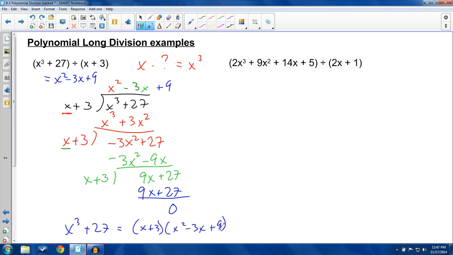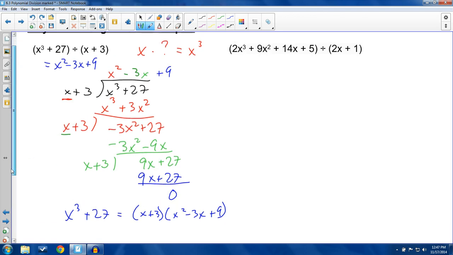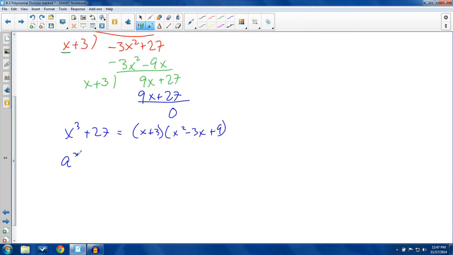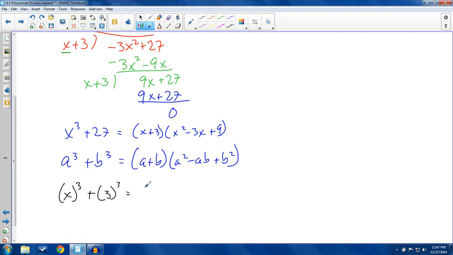plus 9. Now you might have already known this was the answer because this is actually a sum of 2 cubes. If you think about it, this is a cubed plus b cubed. Make sure that you remember this. Okay, let's see. X cubed, that is x quantity cubed. 27 is 3 quantity cubed. So that's x plus 3, a plus b, times x squared minus 3 times x plus 3 squared, which is 9.